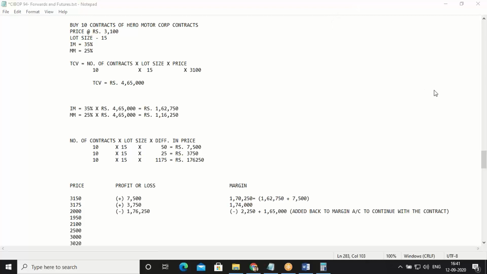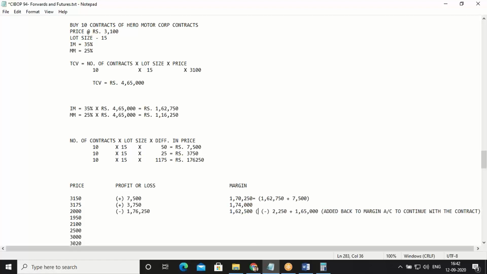Okay, is this part clear with everyone? So now, even though we incurred this loss, what is our actual account margin balance going to be? 1,62,500. Not 500, sir, it's 750. Sorry, whatever, same thing. 750. So this is going to be the account balance. Is this clear with everyone?